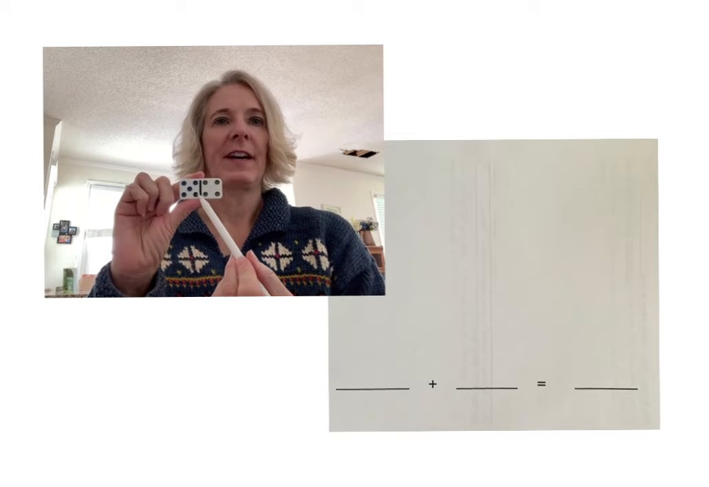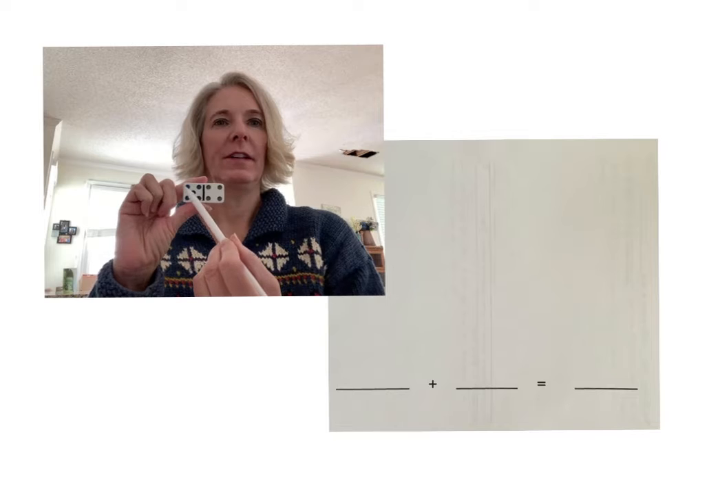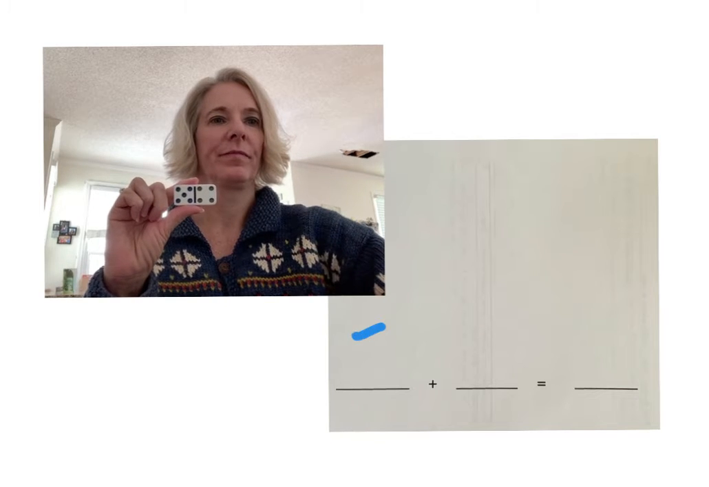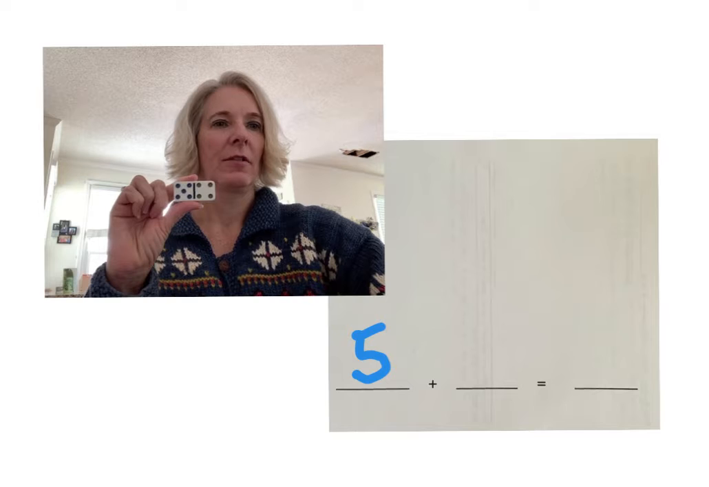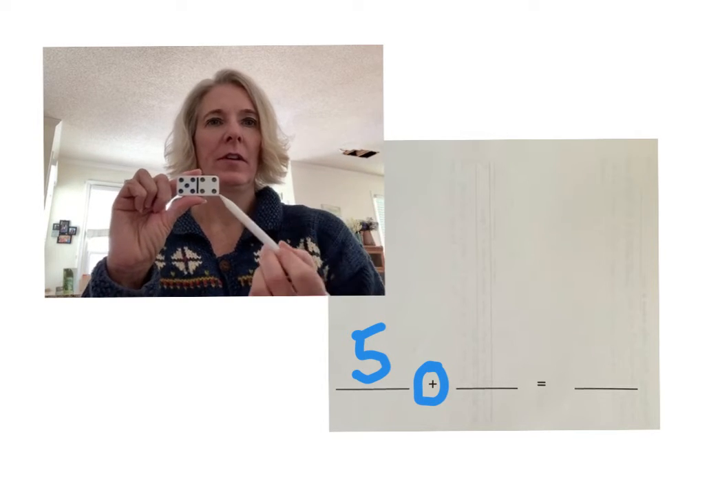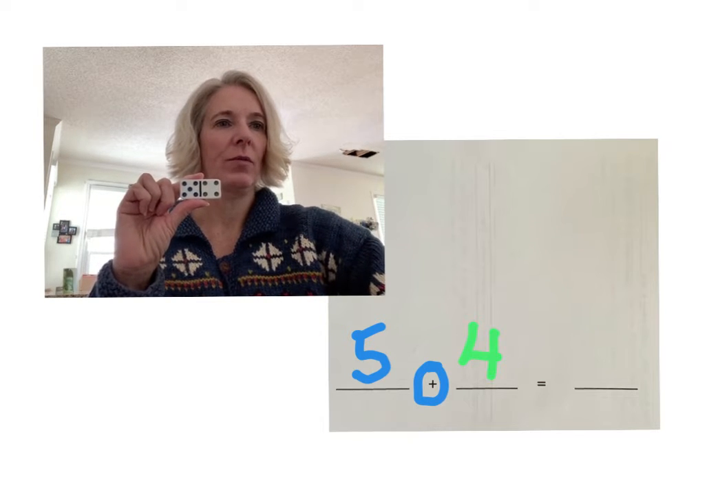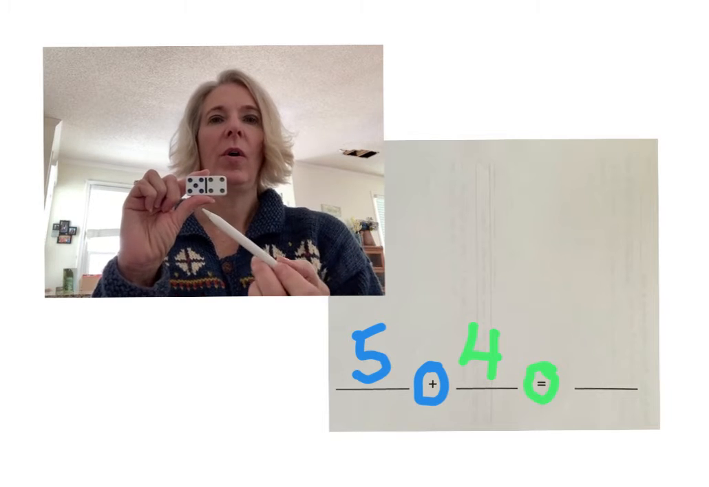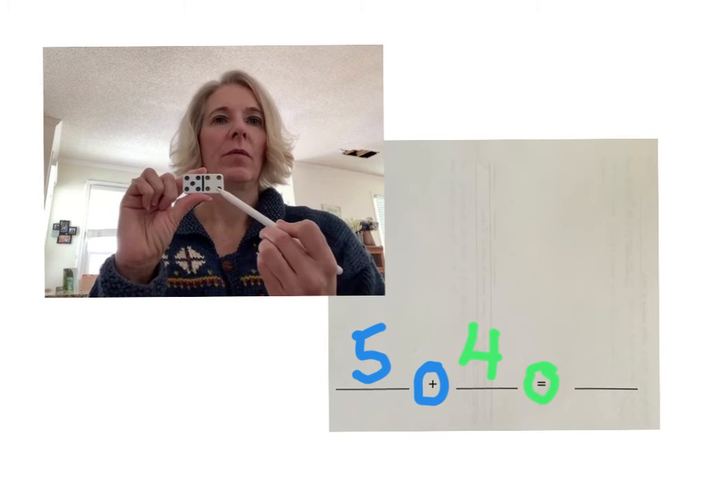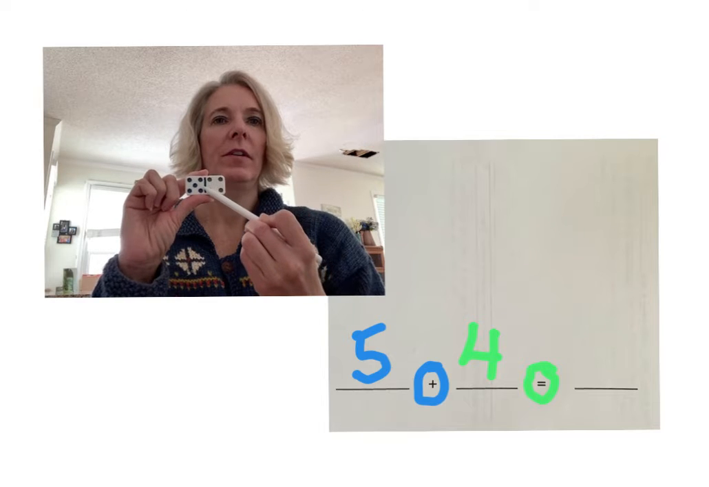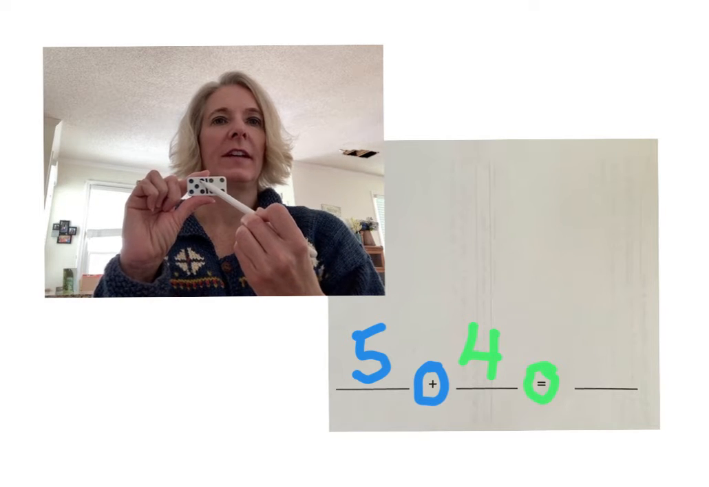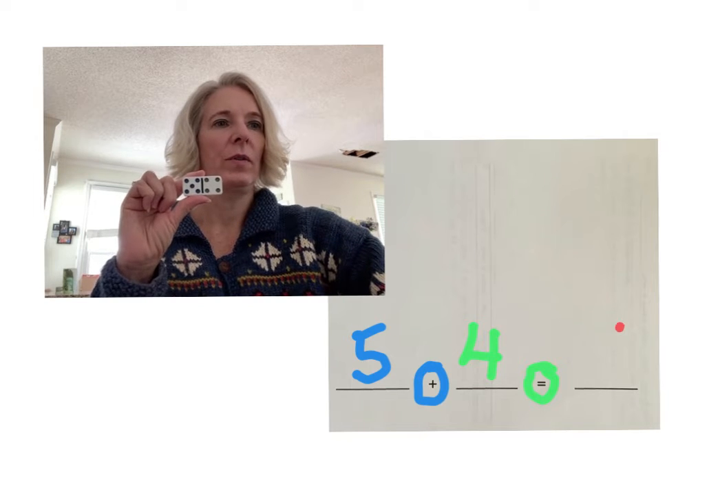Now we want to do our number sentence. We said our first number is 5. 1, 2, 3, 4, 5. Let's start with 5. We're adding plus our second number, 1, 2, 3, 4, equals our whole number, 1, 2, 3, 4, 5, 6, 7, 8, 9. Our whole number, our sum, is 9.